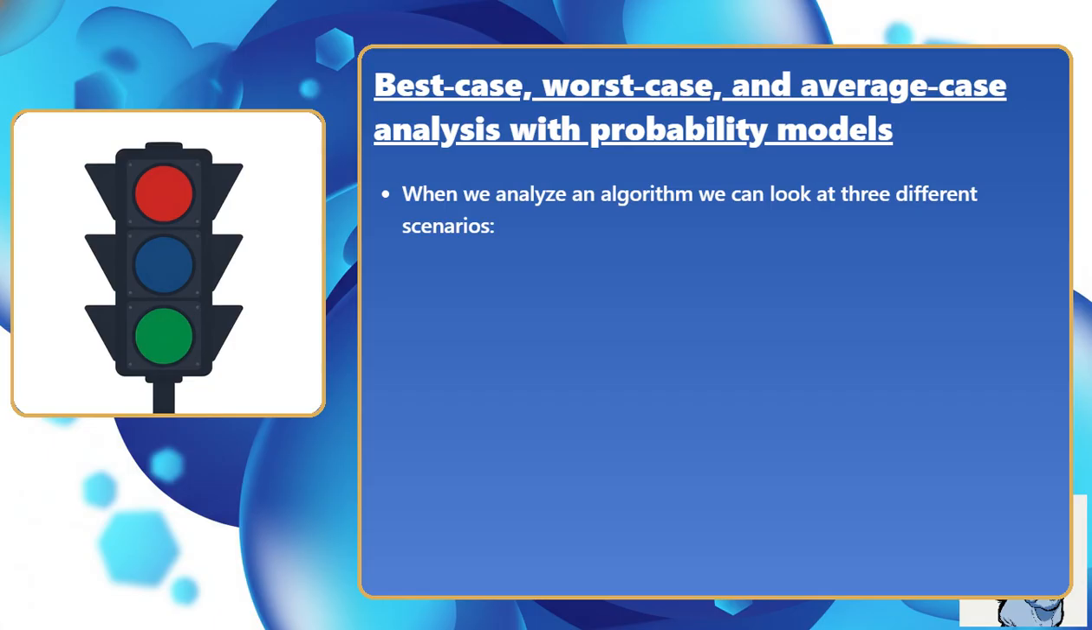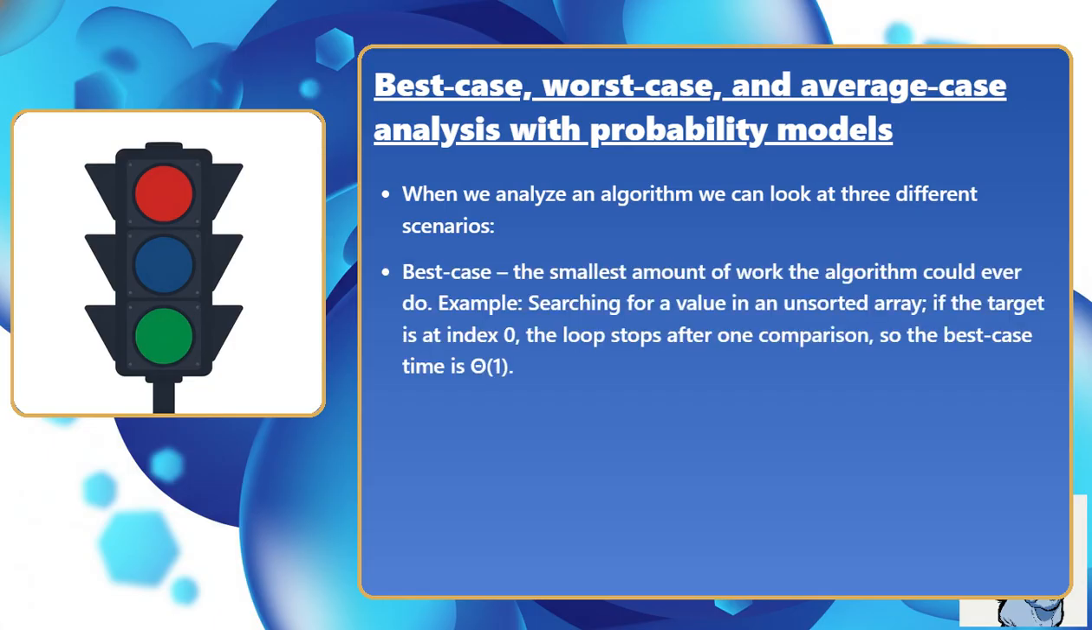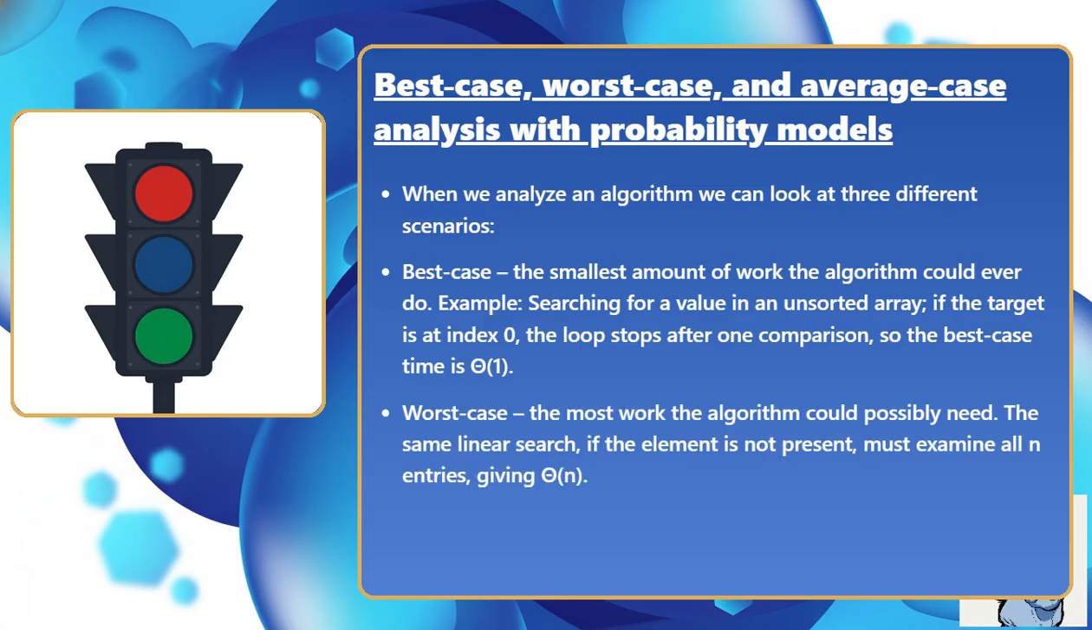When we analyze an algorithm, we can look at 3 different scenarios. Best case, the smallest amount of work the algorithm could ever do. Example, searching for a value in an unsorted array. If the target is at index 0, the loop stops after one comparison, so the best case time is theta of 1. Worst case, the most work the algorithm could possibly need. The same linear search, if the element is not present, must examine all n entries, giving theta of n.